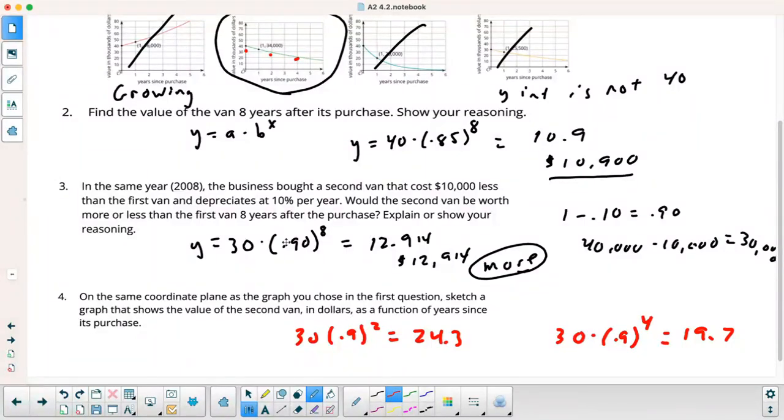It's going to be kind of hard for me to connect these dots on such a small graph, but I'll do my best. It's going to be something like that. All right, and obviously they're going to cross somewhere, because we know that this one is more than the other one, so it's got to cross it somewhere.